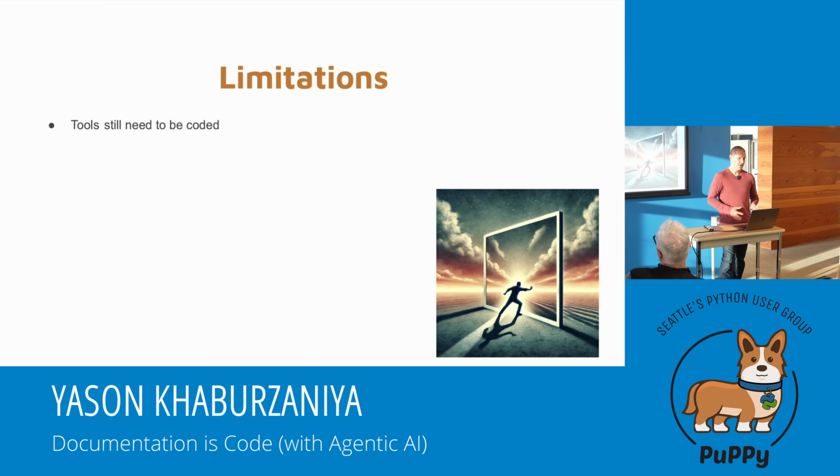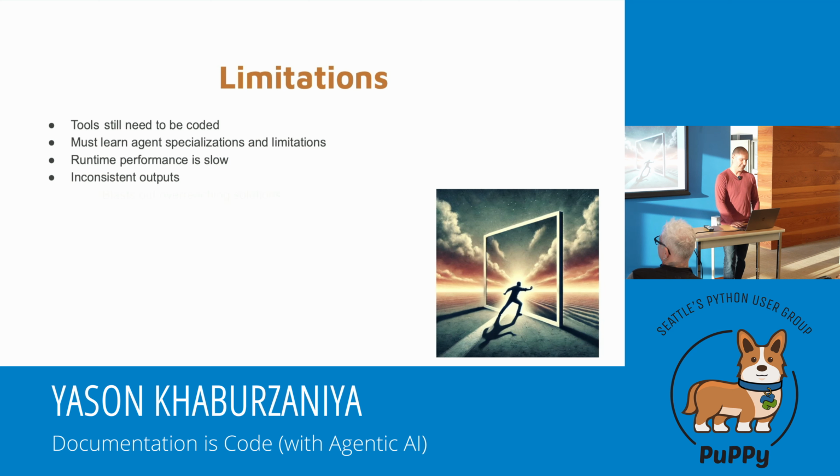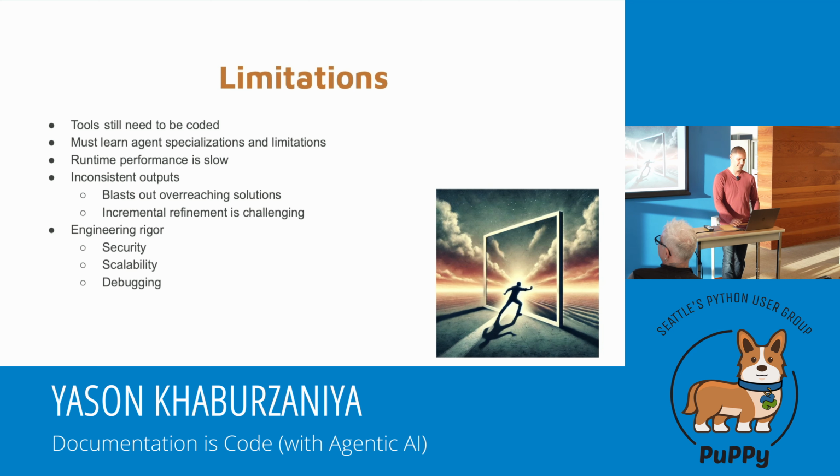Okay, limitations. One of the limitations: the tools still need to be coded. If you change the requirement and your MCP server or your tools are not supporting it, you'll need to write some code. You must learn agent specializations and limitations, just like I did with that assignee and assignees. You need to find what it's good at and what it's bad at. Runtime performance is slow. You get inconsistent outputs. Sometimes it blasts out too much data, and you have to limit it. Incremental refinement is challenging, engineering rigor is not at all part of this presentation, and it's not free.